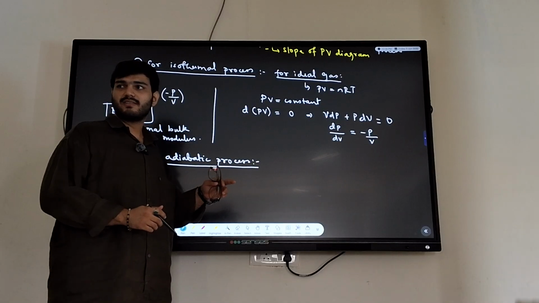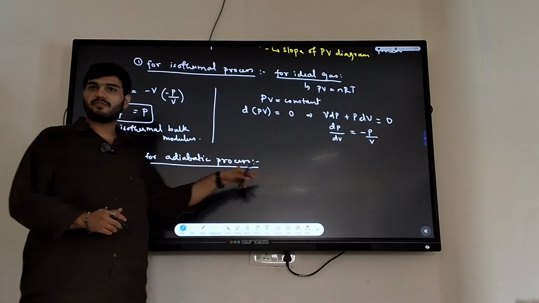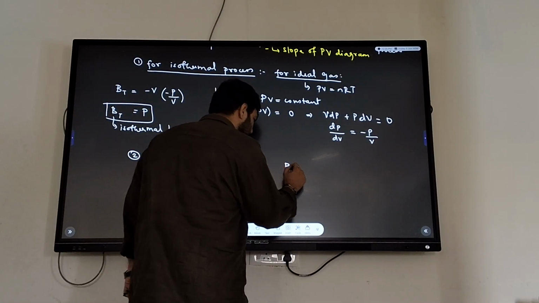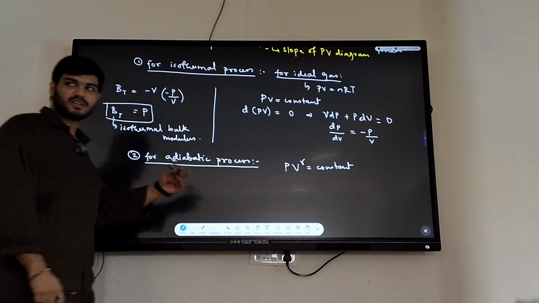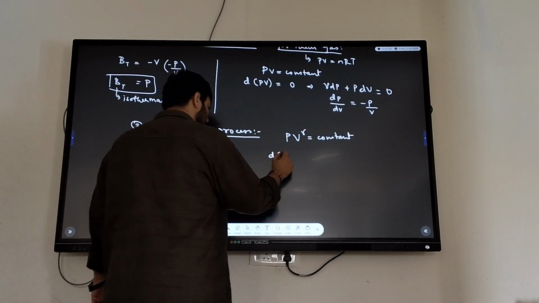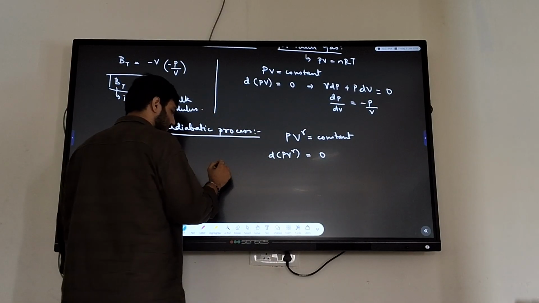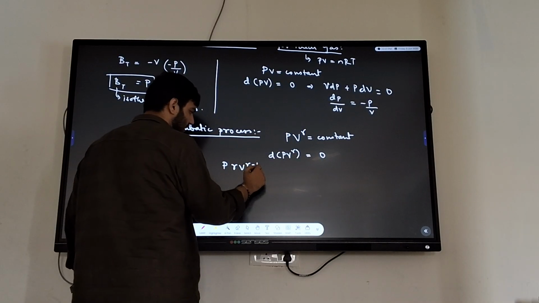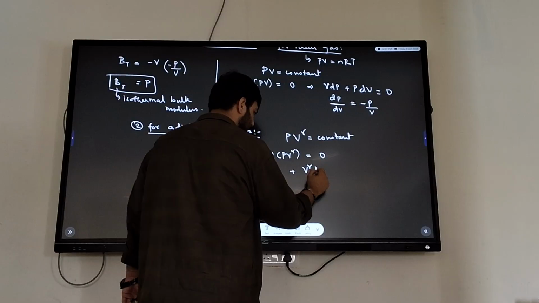And how will I find it? You write the equation of state. And what is the equation of state for an adiabatic process? PV raised to gamma is a constant. Yes, this is the equation of state. Then you differentiate it, and then what do you get? D of PV raised to gamma is a constant, that's 0. So you will get P and then apply the derivative: gamma V raised to gamma minus 1 dV, the chain, plus V raised to gamma dP.